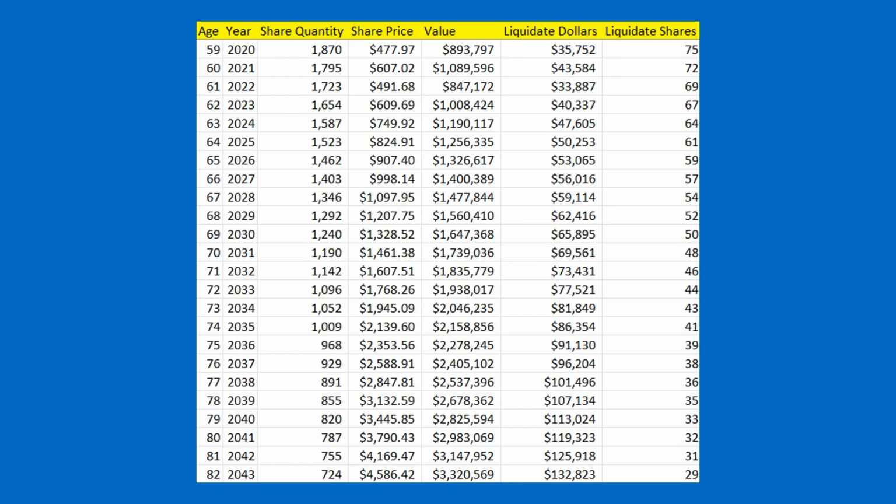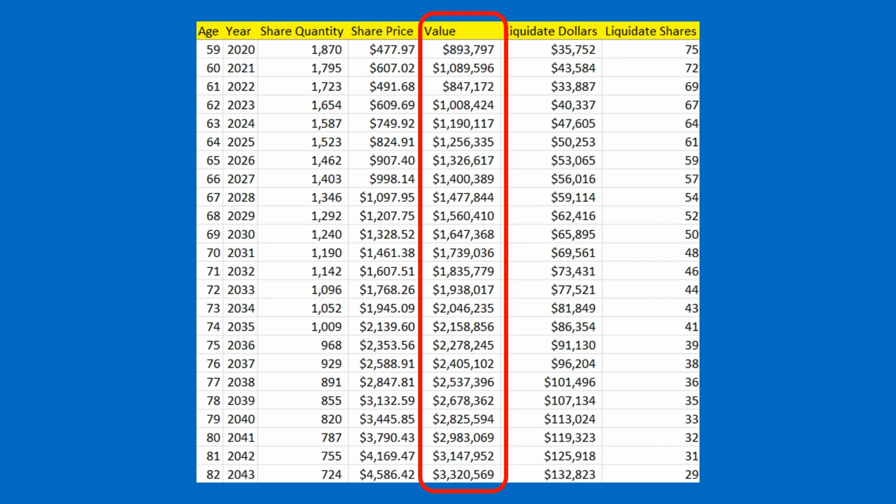He started off, if you remember, with $500,000, the value of his portfolio. At the top of this column, he's 59 years old, and the value of his portfolio is about $900,000. At the bottom of this column, the guy is 82 years old, and the value of his portfolio is over $3 million. So things work out in this ideal 4% rule scenario.